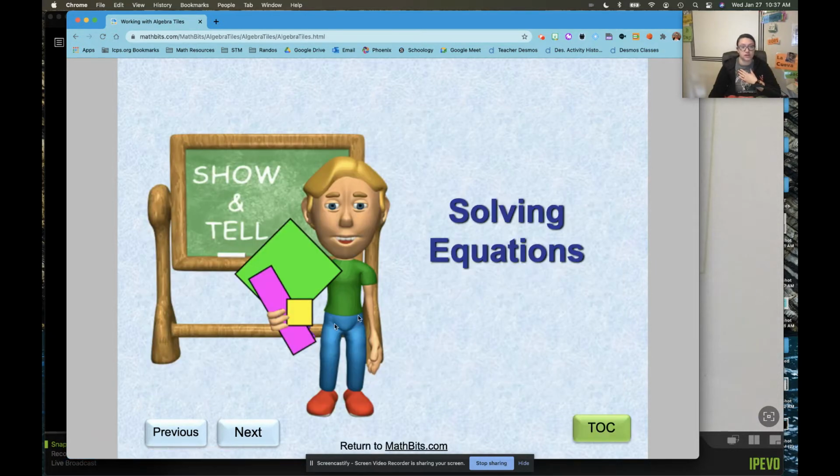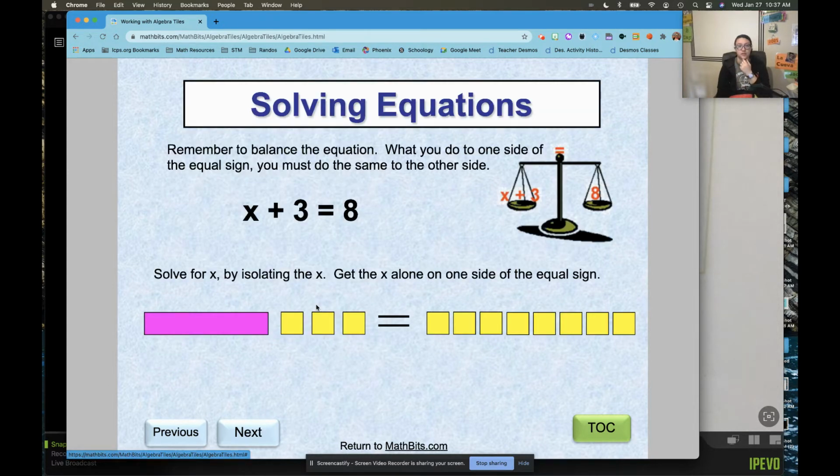Solving equations. There we go. So in this, you guys are going to see them using these long pieces to represent the different x's and these small squares to represent the constants, or the numbers by themselves without the variable. So here we have an equation, x plus 3. X is that long bar, 3 are those small squares.